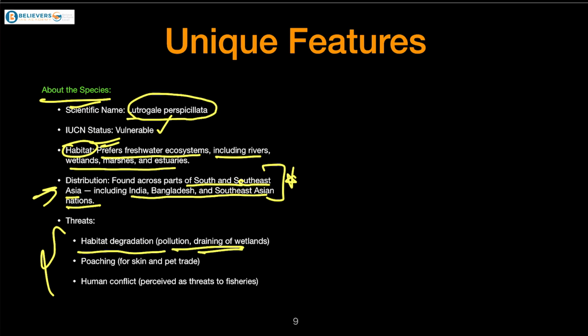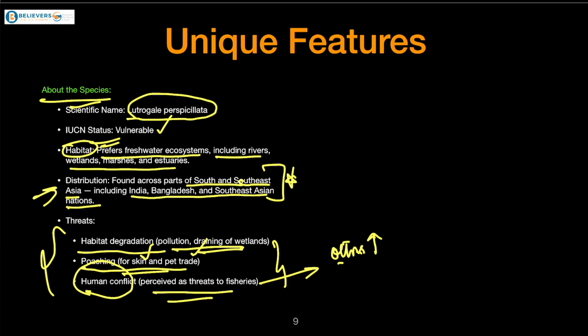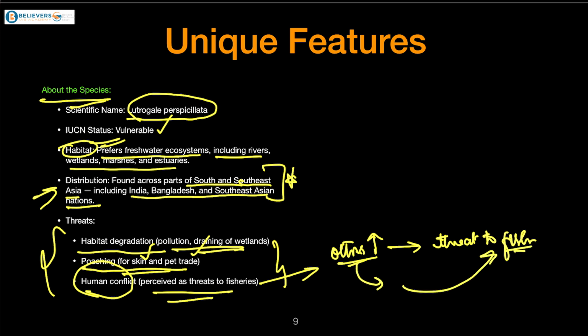Habitat degradation due to pollution and draining of wetlands, and then poaching because of the demand for their skin and for the pet trade, and also human conflict, as they are perceived as a threat to fisheries, because humans feel that if the otter population grows, they are ultimately a threat to the fish, because the major diet of these otters is nothing but fish.